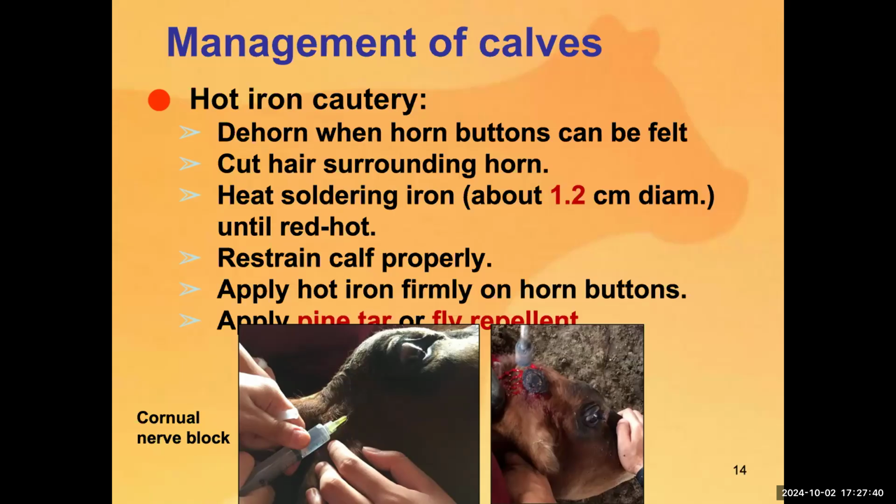And there will still be some bleeding, but manageable because it will be cauterized by the heat of your rod, your hot iron. After which, you clean up the surroundings, you apply iodine, and then wound spray fly repellent to lessen the chances of fly infestation.